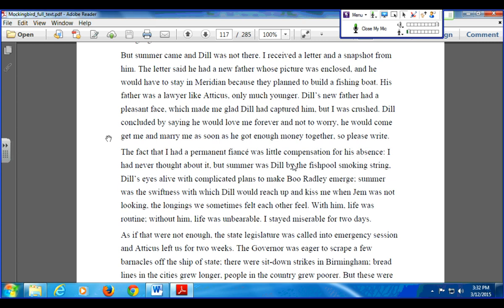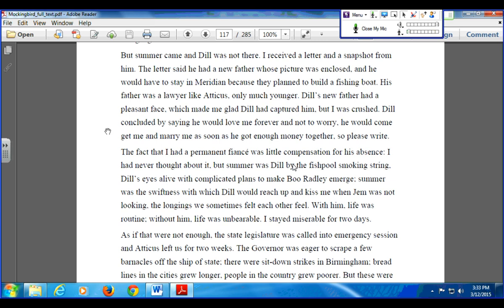I never thought about it, but summer was Dill by the fish pool smoking string, Dill's eyes alive with complicated plans to make Boo Radley emerge. Summer was a swiftness in which Dill could reach up and kiss me when Jem was not looking. The longest we sometimes felt each other.